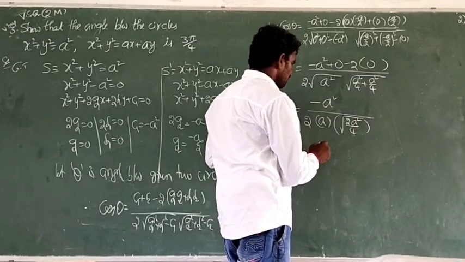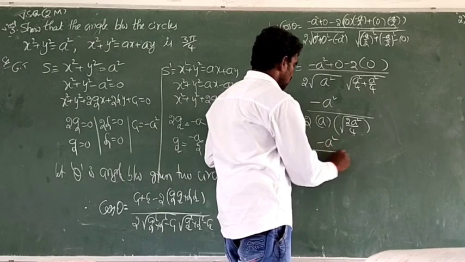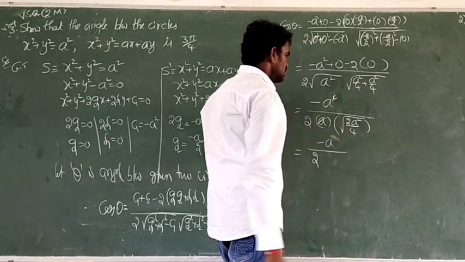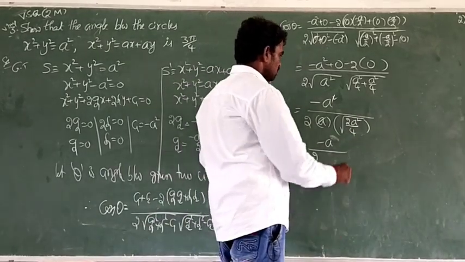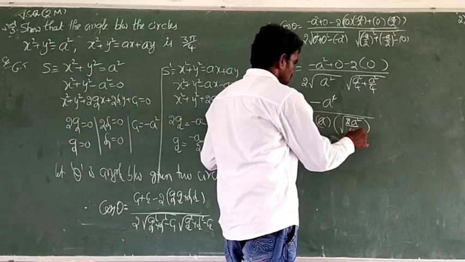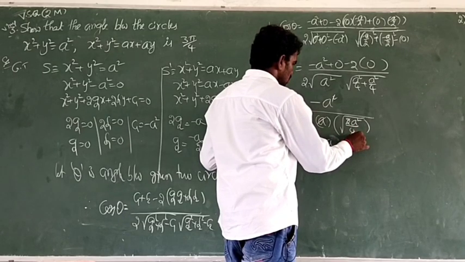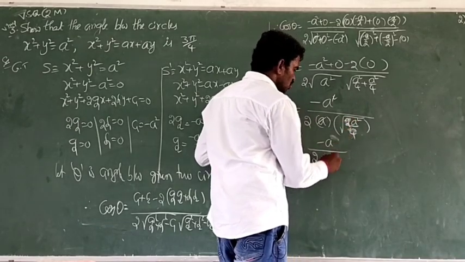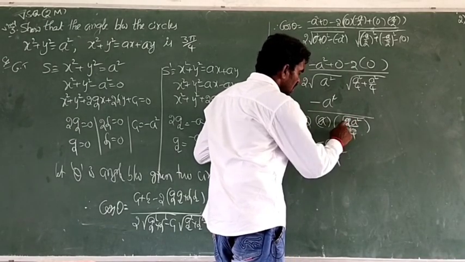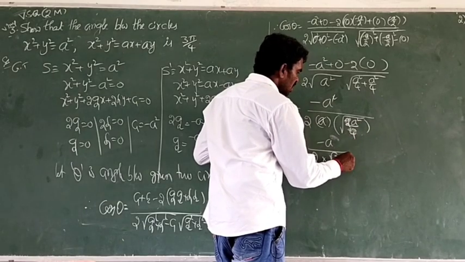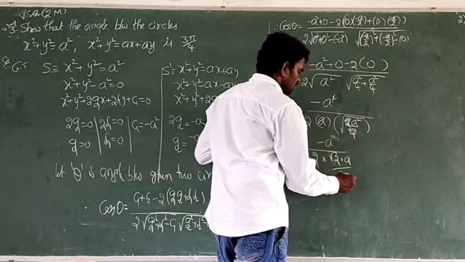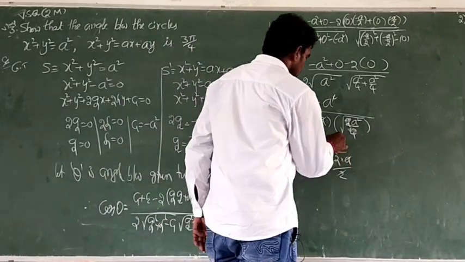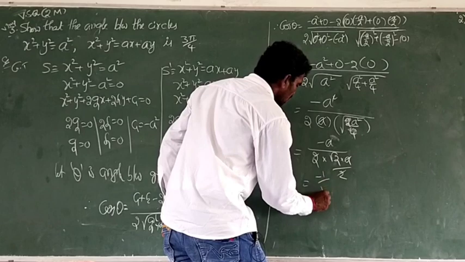is equal to minus a square by, of course a square cancels, by 2 into, otherwise keep it as it is easily. So this is root 2, and root a square means a, root 4 means 2. So now 2 and 2 cancel, a cancels, finally we are getting minus 1 by root 2.